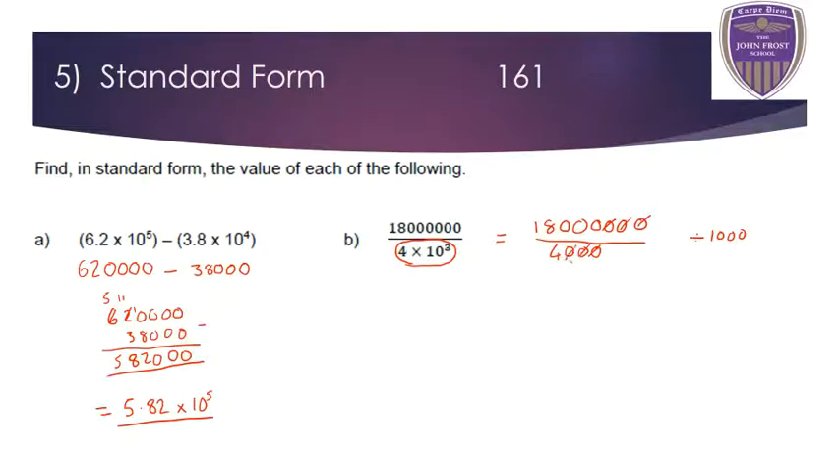So much simpler. 18,000 divided by 4. So if you're dividing something by 4, you can half it and half it again. So half of 18,000 is 9,000. Half of 9,000 is 4,500. And in this case, now we need to put it back into standard form. So it would be 4.5 times 10 to the power of 3.